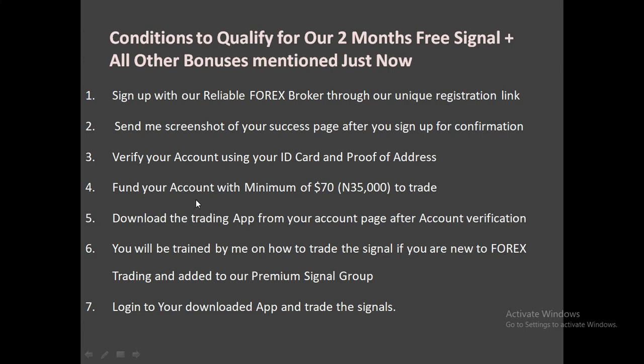So after you verify your account, you fund your account with a minimum of 70 US dollars, which is 35,000 naira equivalent in Nigeria. Then after funding, you download the trading app from your account page after account verification. If you need the link to download the app directly, you can just DM me and I will send it to you. So after you have opened your account through our link, share the screenshot of your success page after registration with us to confirm.